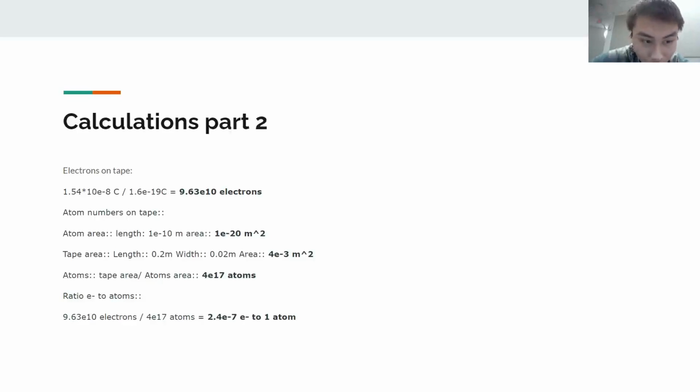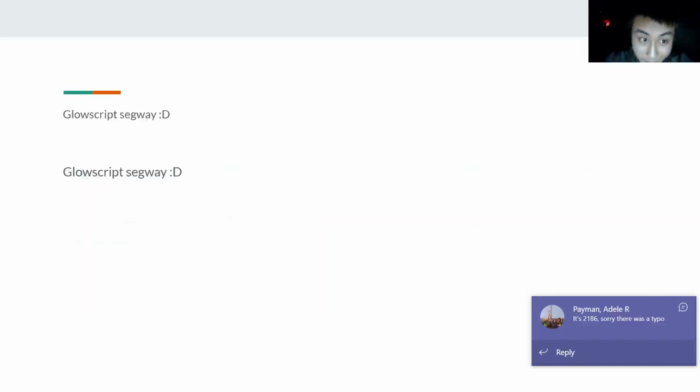Then we simply find the area of both the tape and the atom to find the number of atoms we have by the ratio of those latter two. We get 4 times 10 to the 17th atoms. Now we're going to take a ratio of the electrons to atoms, and we get 2.4 times 10 to the negative 7th electrons to 1 atom from those calculations. And when we do that, we could go ahead and put it into our computational model.